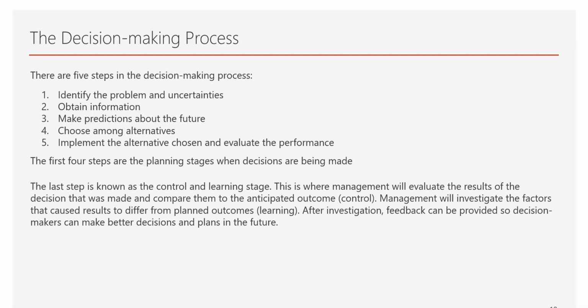The last step is known as control and learning. And this is where we will evaluate the results of the decision that was made. So we'll look at, after we implement, we'll measure it as we go along, and then also at the end of whatever the decision is or the investment is or whatever it is. As we're working through that, we're going to evaluate the results of the decision and then compare that to the anticipated outcome.